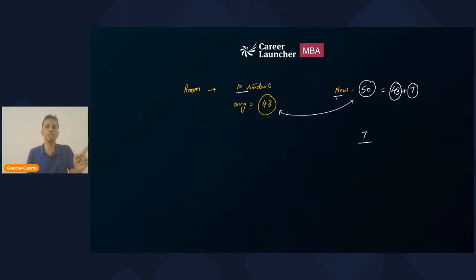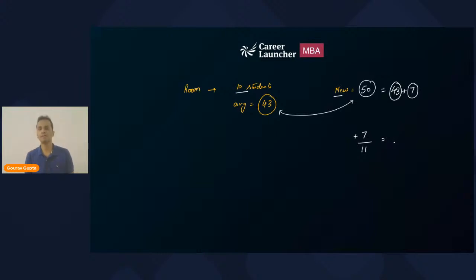Originally there were 10 students and 1 new student. So this 7 will be distributed among 11 students. Okay. And this will give you the change in average. Now, since the new value was more than the original value, the new average will be more than the original average. So the increase in average will be 7 divided by 11, right?